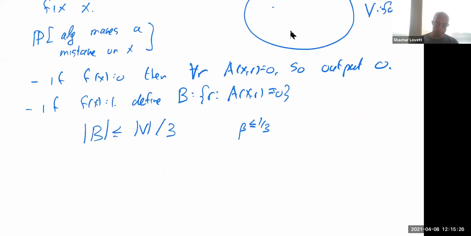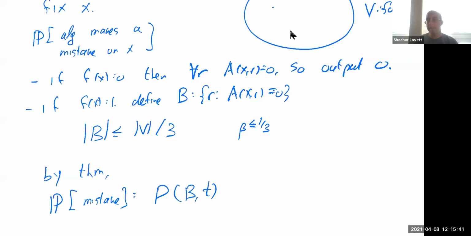So by the theorem, the probability of a mistake is exactly what we analyzed before, the probability in this t-step random walk that all of the seeds we choose happen to land in this bad set of seeds where we're making a mistake. And we said that it's at most beta plus lambda to the t. Now beta is a third, lambda is a third, so it's at most 2/3 to the t. So again, we get exponential decay of error.